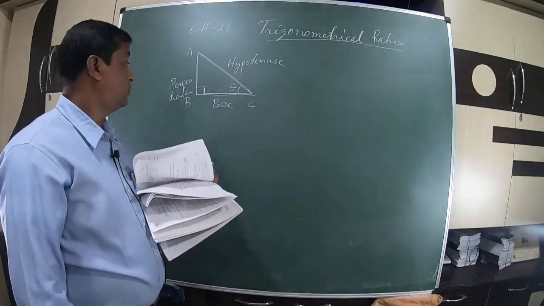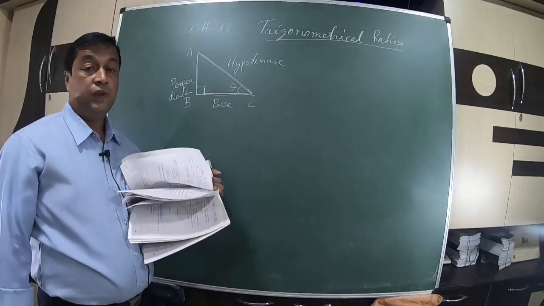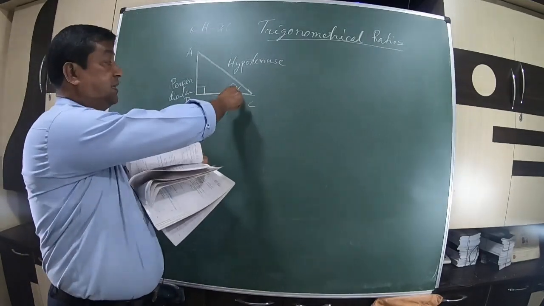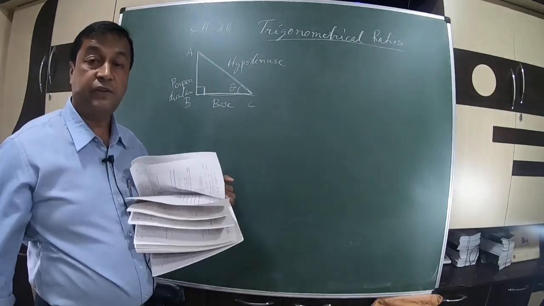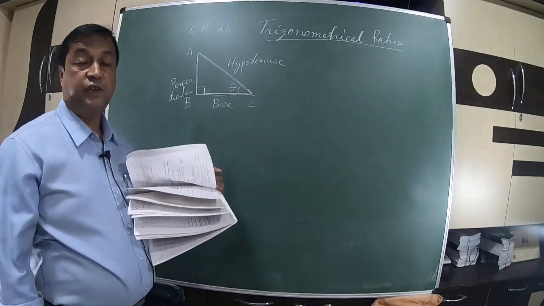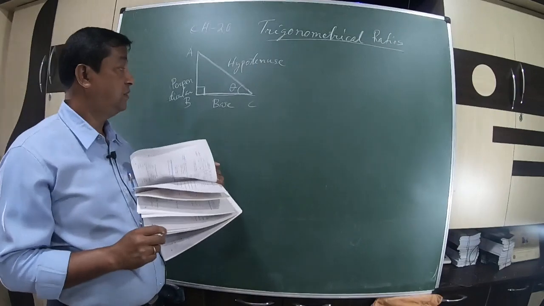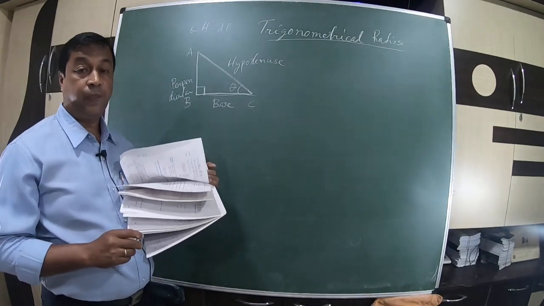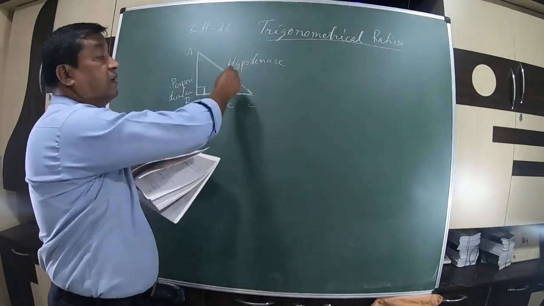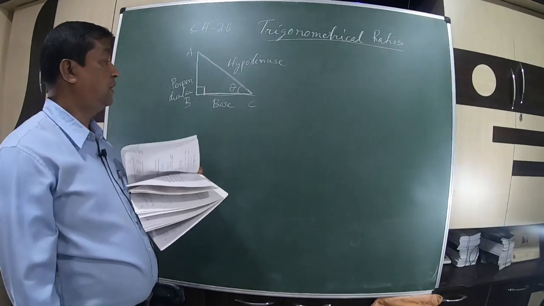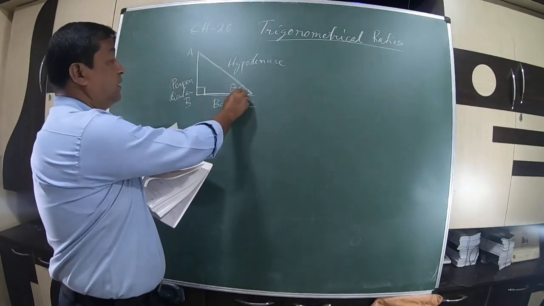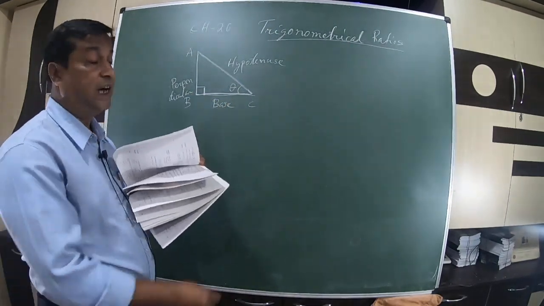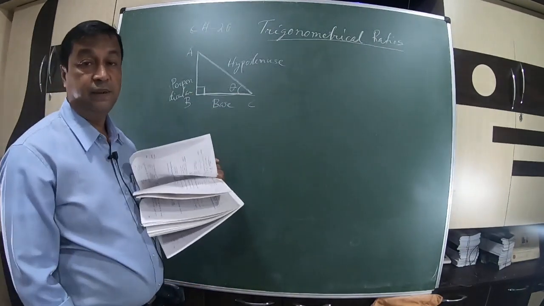Now, the perpendicular will be the side just opposite to that angle theta in the right angle triangle. The longest side will be the hypotenuse, and the side which makes the angle with the hypotenuse will be the base.